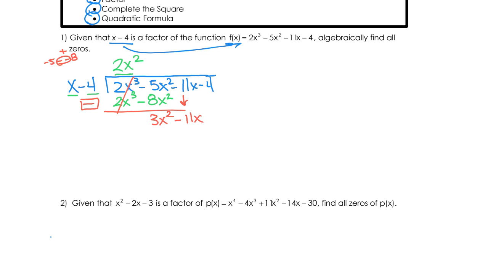We're back up at the top, and we're going to need a positive 3x, so that 3x times that x is 3x squared, and that 3x times the negative 4 is a negative 12x. We're going to put up our subtraction. 3x squared minus 3x squared cancel. And we have a negative 11x minus a negative 12x, and so that's really negative 11 plus 12, which is a positive x.